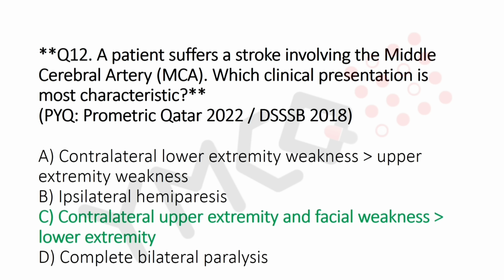MCA stroke typically hits the face and the arm harder than the legs. If the legs are worse, it would be an anterior cerebral artery, that's ACA, stroke. Okay. Now let's move to question number 13.